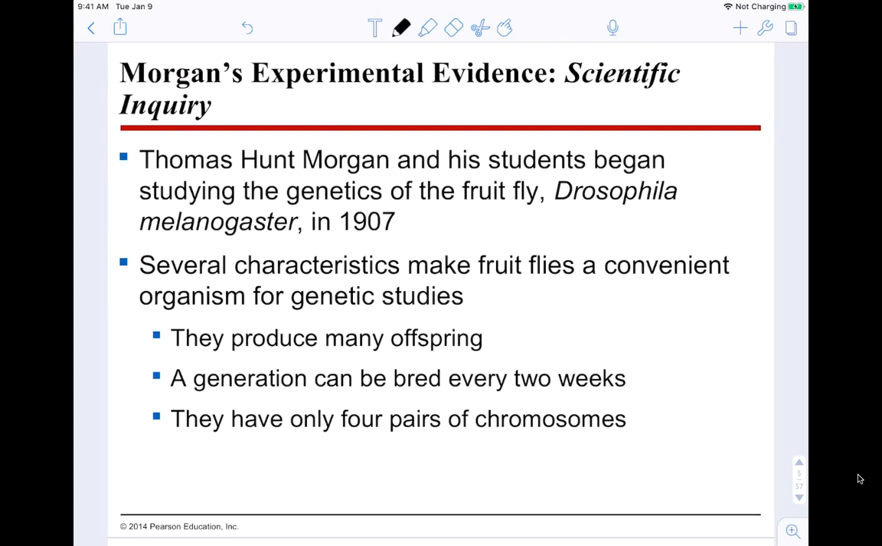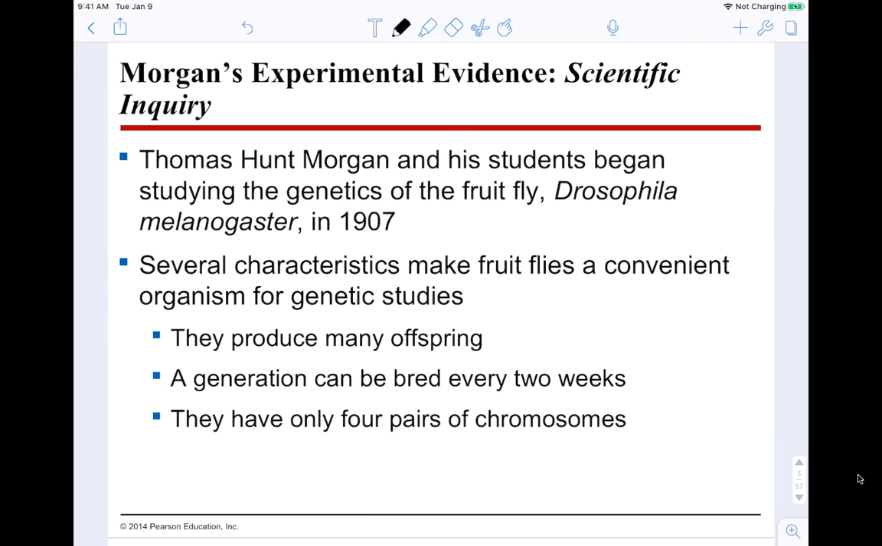There are several characteristics that make fruit flies a convenient organism for genetic studies. Previously, when we talked about Mendel, we talked about his pea plants, which were fast growing. But they weren't living beings like animals, right? They're plants. So now we're moving up to fruit flies here.